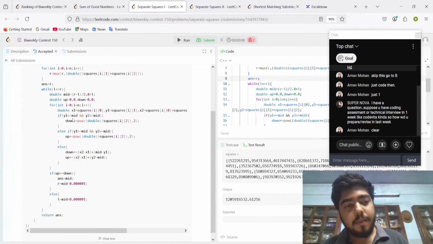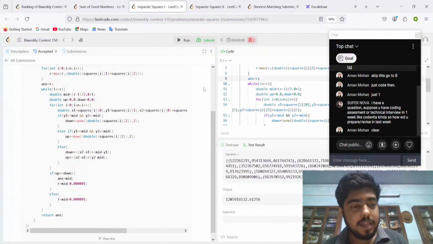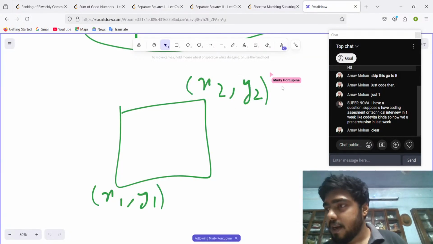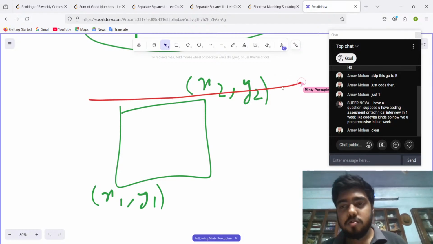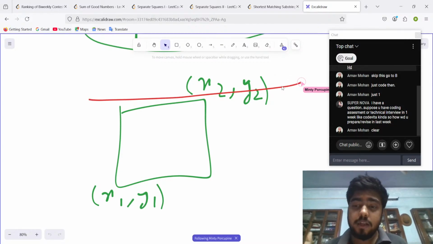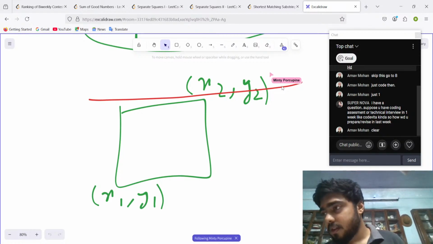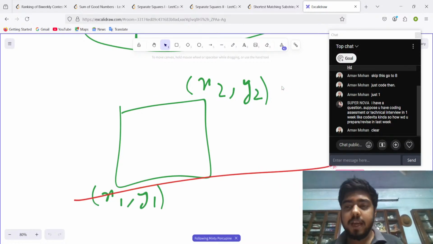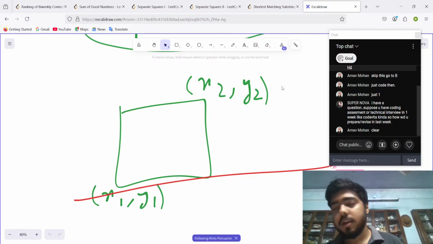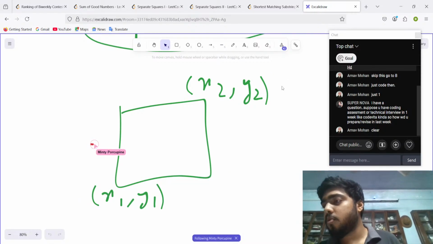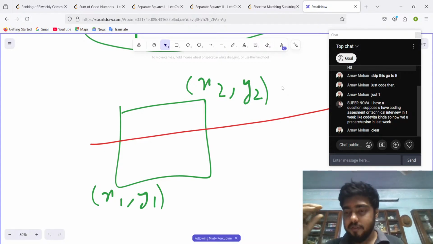Okay, clear? There are various conditions. What are the various conditions? If y1 lesser than equal to mid and y2 lesser than equal to mid, if y1 greater than equal to mid and y2 greater than equal to mid, else. So what does it mean? It means that the mid line can be either on top of the square, in which case the whole area of the square is counted with down, right? Or on the bottom of it, in which case the whole area is counted as up. So these are the two conditions. And the third condition is if the line passes through it. Then the upper area of the square is going to be on up and the lower area is going to be down.